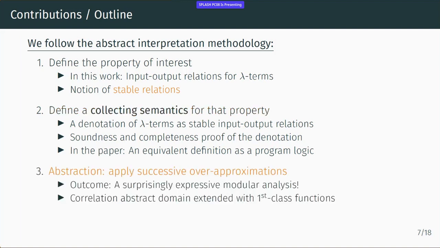And the third and final step of this methodology is to perform a series of abstractions. At the end of this series of abstractions, you obtain an effective analysis. In this case, we have defined a modular analysis that is quite expressive, and we were surprised by this. To do this, we had to extend the correlation abstract domain that we devised 2 years ago, so that it supports first-class functions. And all these results have been formalized in the Coq proof assistant.